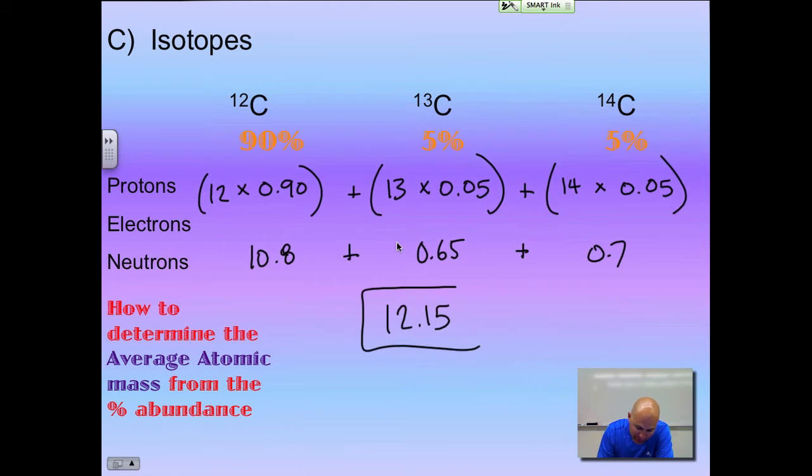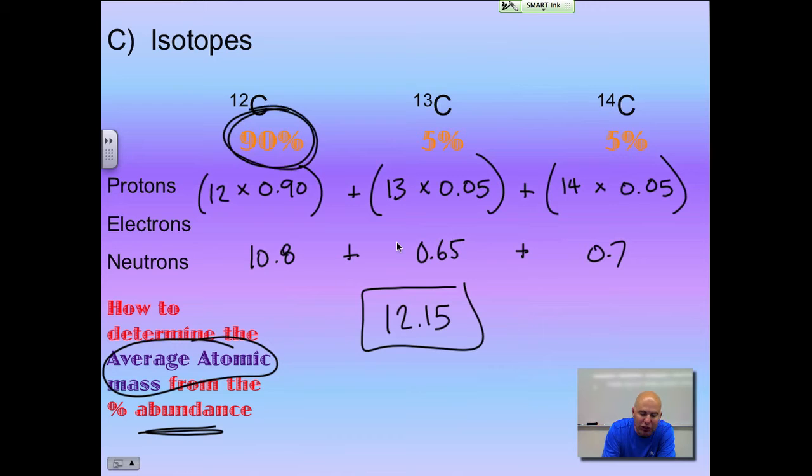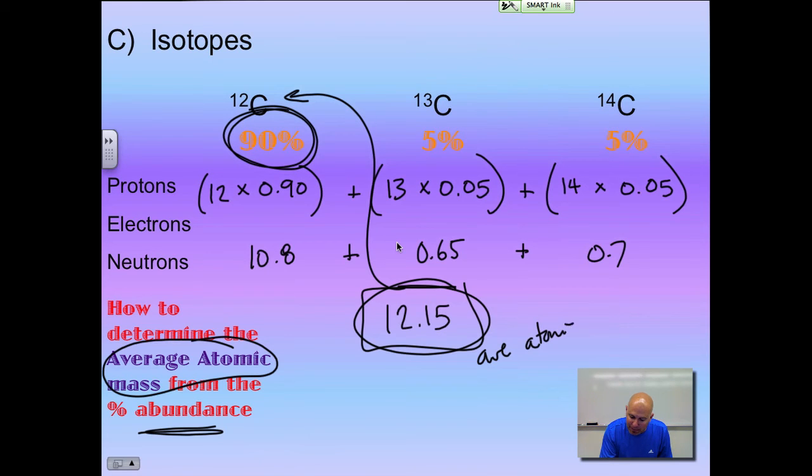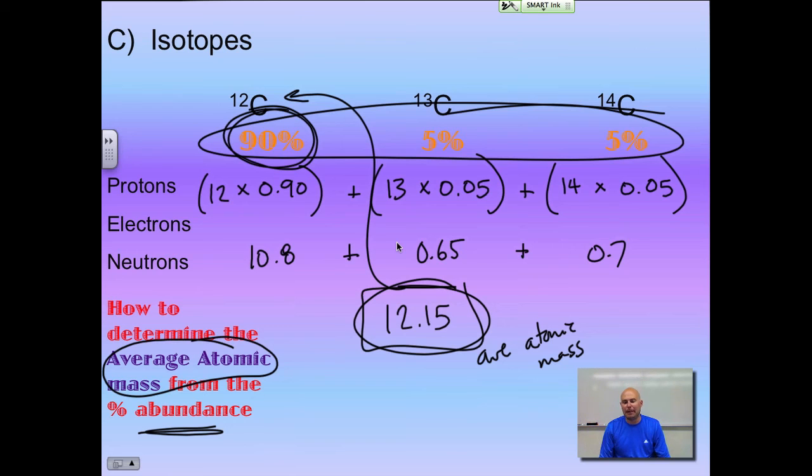Notice that my average atomic mass in this case, because I have such a larger percent, 90%, is so much closer to 12 than it is just smack dab in the middle. So that's how you do the average atomic mass from your percent abundances.